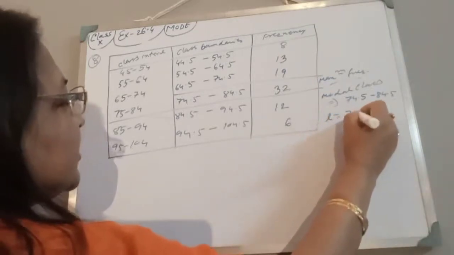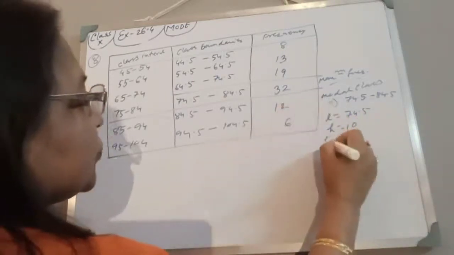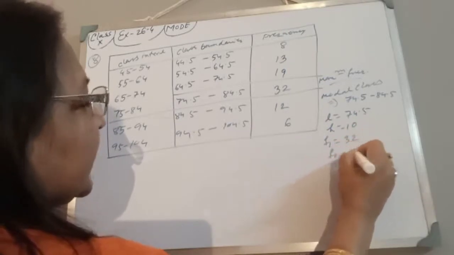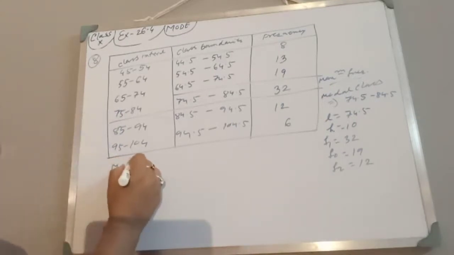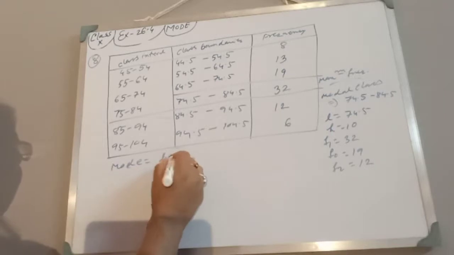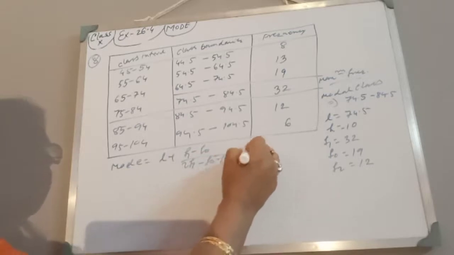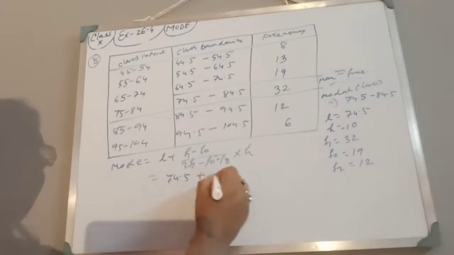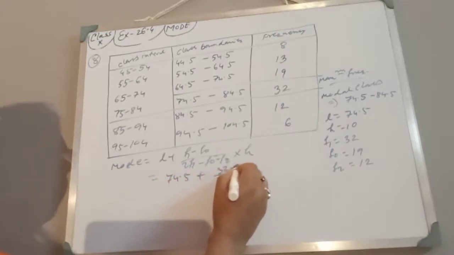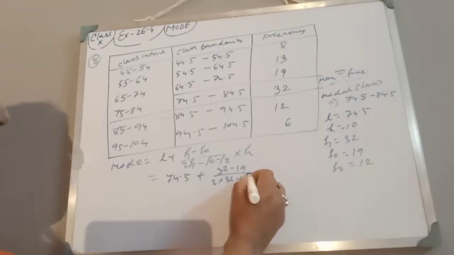Same thing. L equals 74.5. What is H? H equals 10. And F1 is 32, F0 is 19, and F2 is 12. Okay. Now, write mode here. Put the value: L plus (F1 minus F0) by (2F1 minus F0 minus F2) into H. Put the values. Now, L equals 74.5 plus (F1 minus F0 means 32 minus 19) by (2 into 32 minus 19 minus 12) into 10.